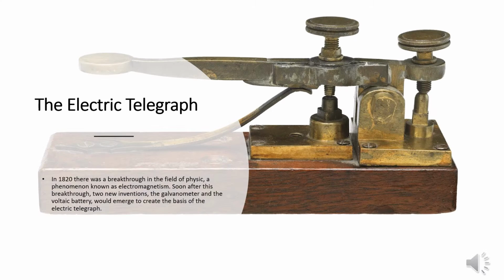In 1820, there was a breakthrough in the field of physics, a phenomenon known as electromagnetism. Soon after this breakthrough, two new inventions, the galvanometer and the voltaic battery, would emerge to create the basis of the electric telegraph. Multiple versions were invented, but all for the same purpose. In the U.S., Samuel Morse led the way. Meanwhile, in Britain, William Cooke and Professor Charles Wheatstone were pioneering their own versions.